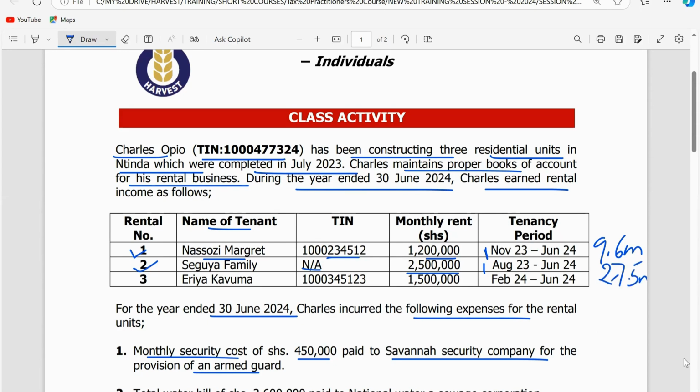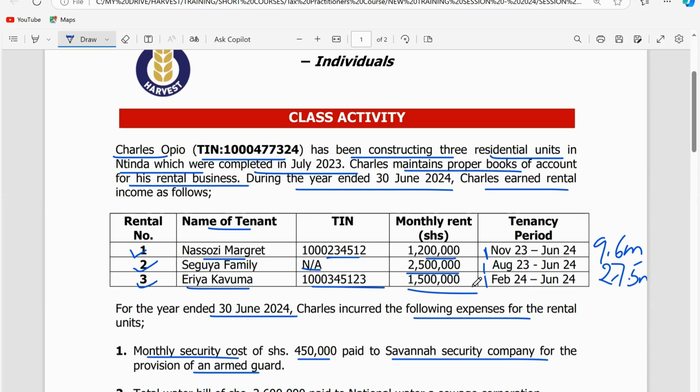27.5 million from that unit, 27.5. Let's go to the last one, rental unit number 3. In this one, there is Kavuma. He has been in this unit from 1st of Feb 2024 to 30th of June 2024. This is Kavuma's unit. Kavuma has been paying 1.5 on a monthly basis.